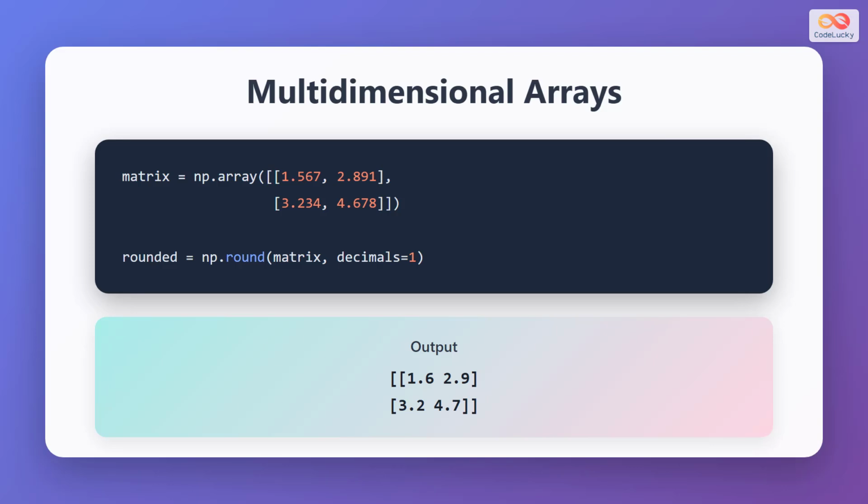np.round works seamlessly with multidimensional arrays. In this example, we have a 2x2 matrix with values 1.567, 2.891 in the first row, and 3.234, 4.678 in the second row. When we apply np.round with decimals equal to 1, the function rounds each element individually, maintaining the array's shape. The output is a 2x2 matrix with values 1.6, 2.9 in the first row, and 3.2, 4.7 in the second row.